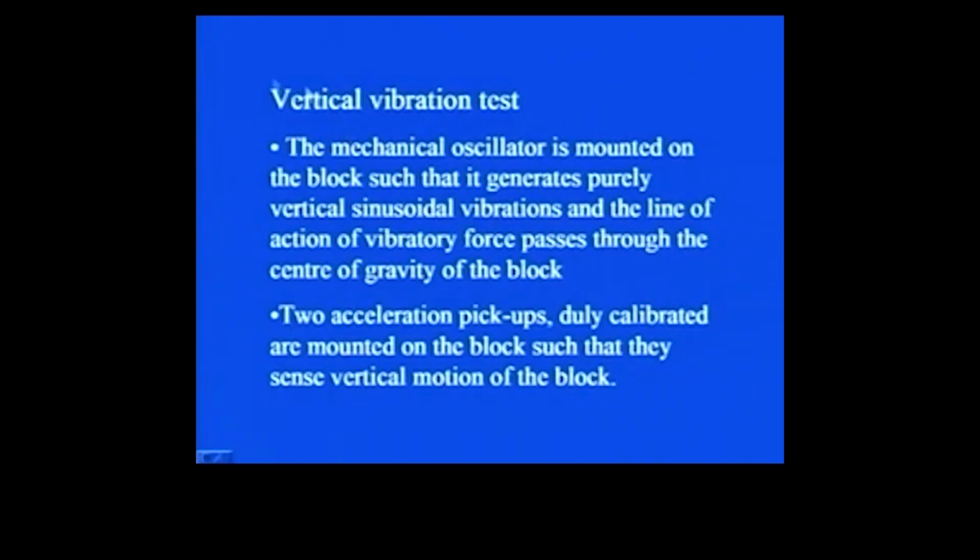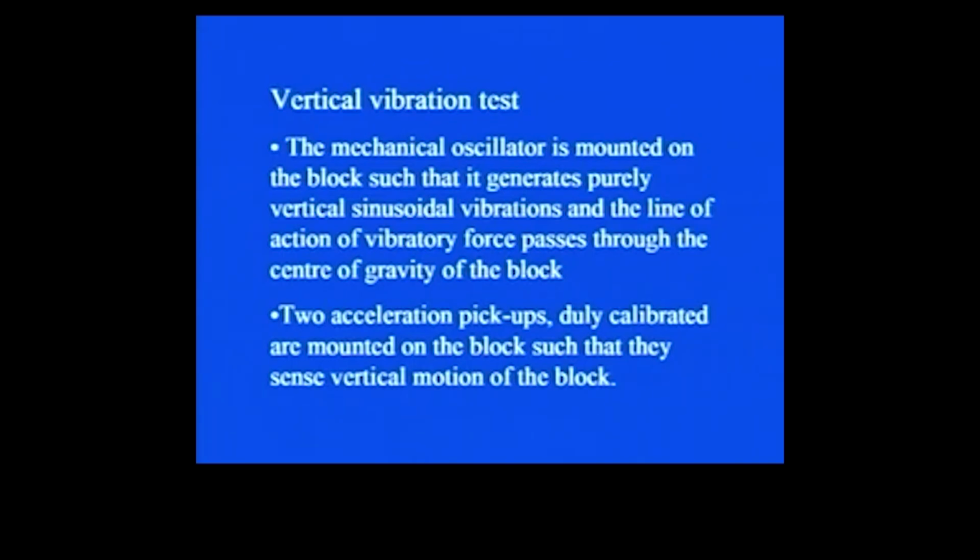So you see, as the name suggests, that is the vertical vibration test. The mechanical oscillator is mounted on the block such that it generates purely vertical sinusoidal vibration. In the case of the vertical vibration test, whatever oscillation is generated has to be essentially vertical sinusoidal vibration, and the line of action of the vibratory force passes through the center of gravity of the block.